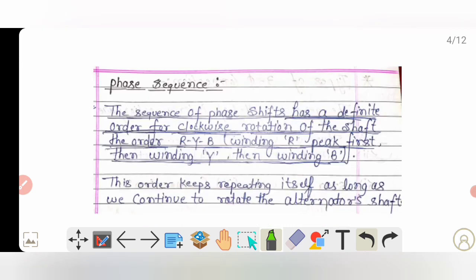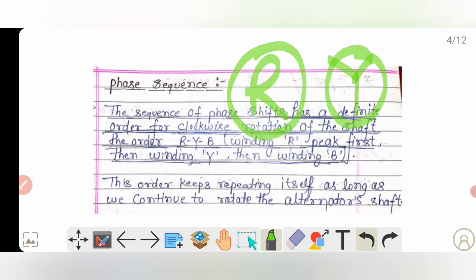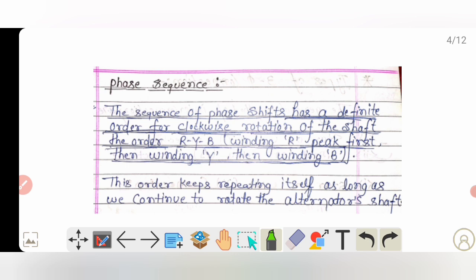Now my dear friends, first of all we will discuss the next topic, that is phase sequence. What is basically the phase sequence? As we know, in a three phase alternator, three different phases are produced. The first one is R, which means red. The second one is Y, which means yellow, and the third one is B, which means blue. Red, yellow and blue. And my dear friends, in RYB, winding R peaks first, then winding Y, and then winding B.